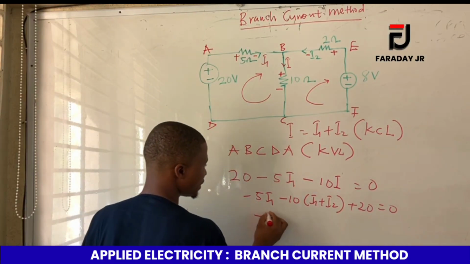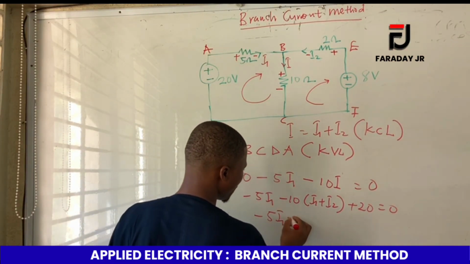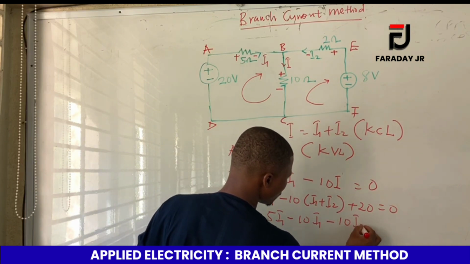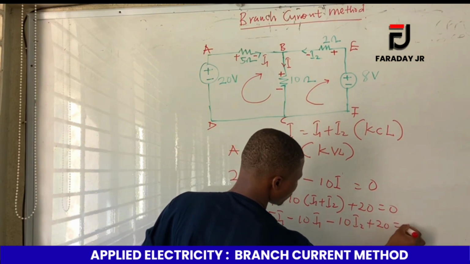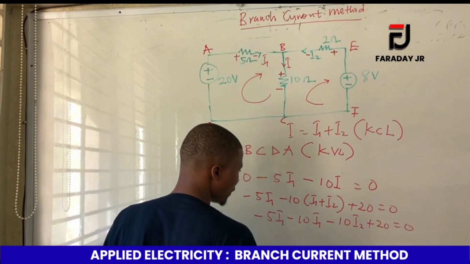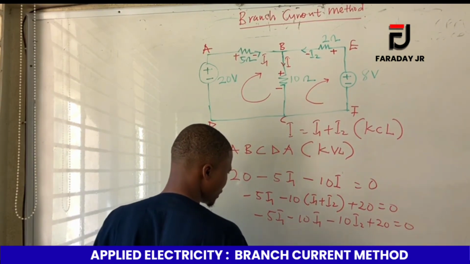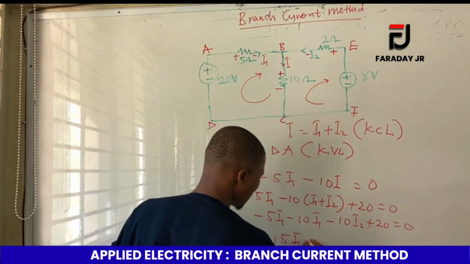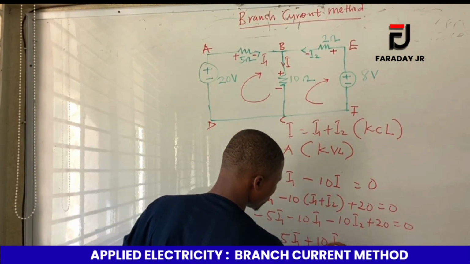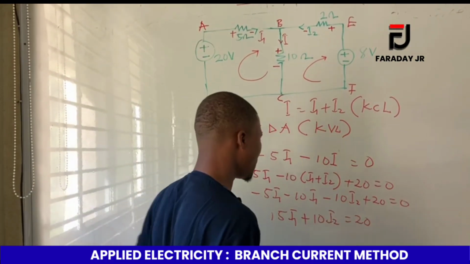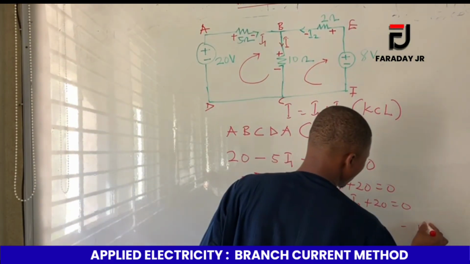So this one will give us negative 5 I1. And then we have negative 10 I1 minus 10 I2 plus 20, which is equal to 0. Now, we can add them together, and then move it to the other side of the equation. So we have 15 I1 plus 10 I2 is equal to 20. So we are maintaining the 20 and moving the other one to the other side of the equation. This one will give us equation 1.